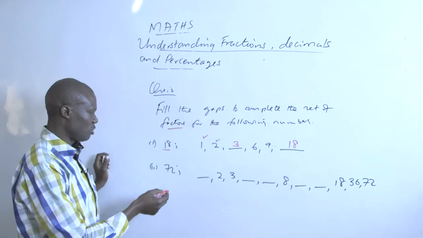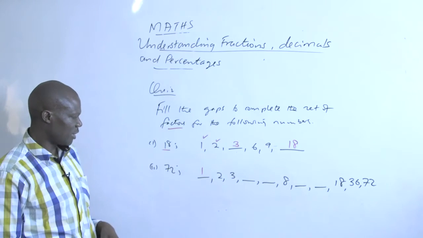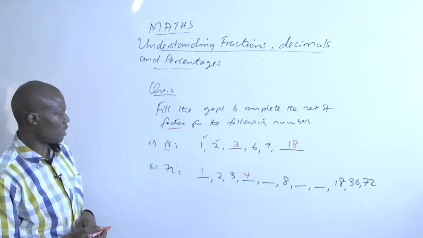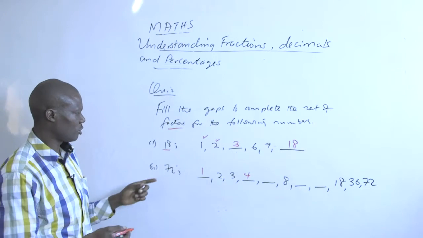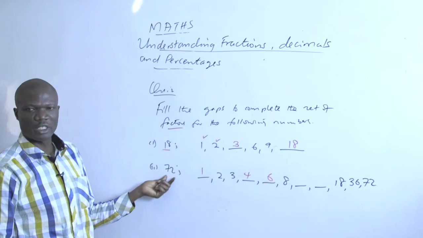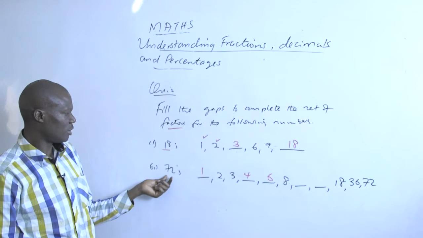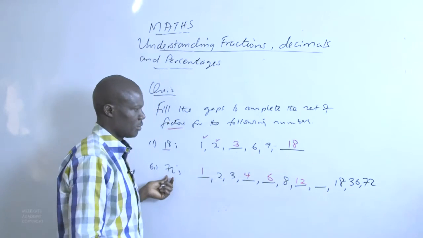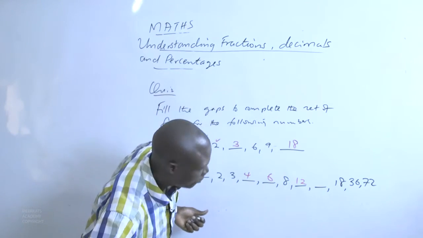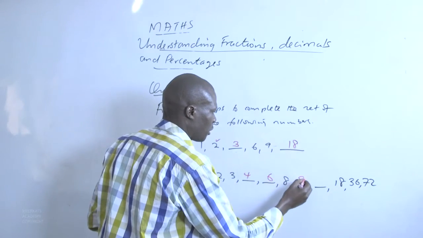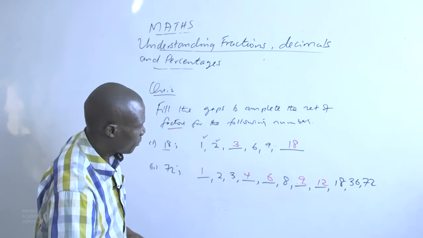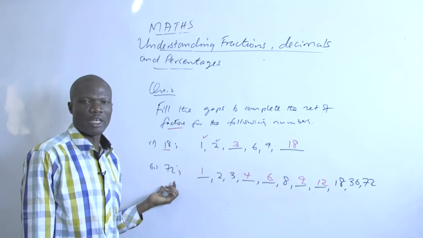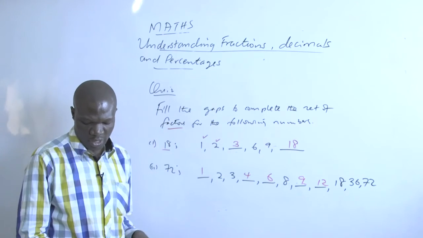For this other part, 72, it starts with 1, then 2, then 3. You'll also find that 4 is divisible into 72. We have another number, I think it's 6. 6 is also a factor. When you divide 72 by 6, you'll get 12. Then we have 12 here. So we have 9 before 12. We have 9, and then we have 12. So for us to be able to fill the gaps, it's an attempt to find the next number that can divide the number you have been given evenly without a remainder.